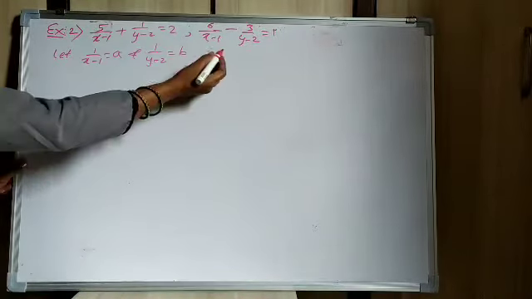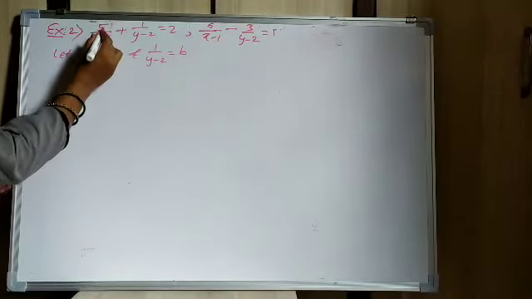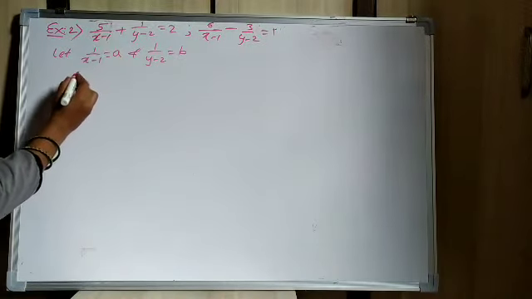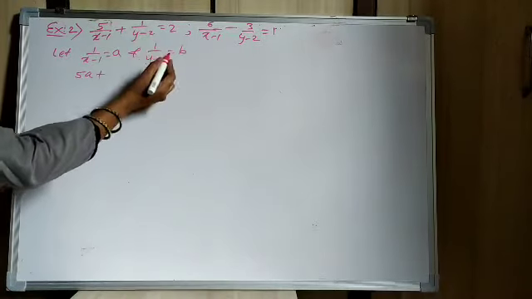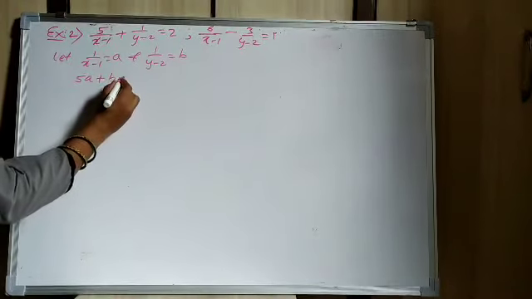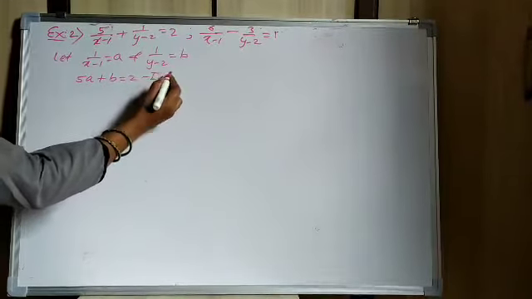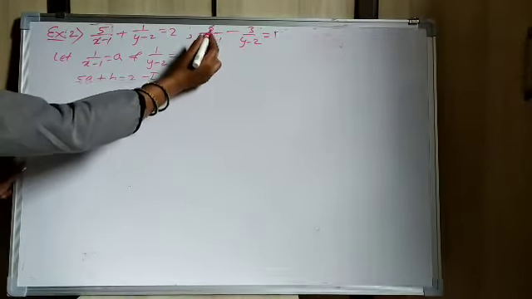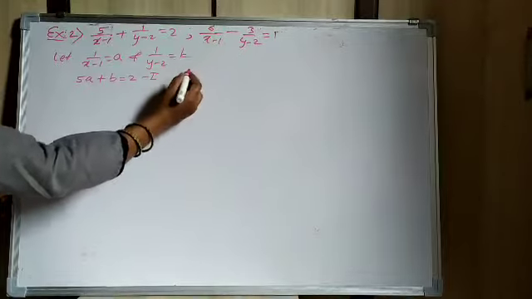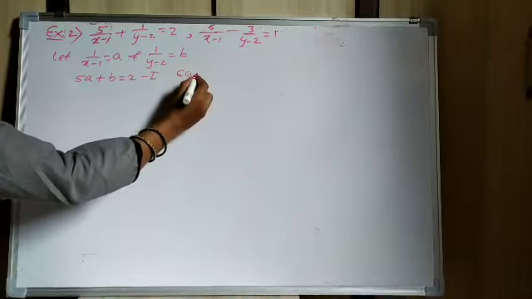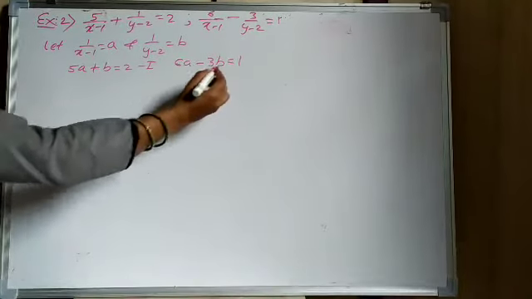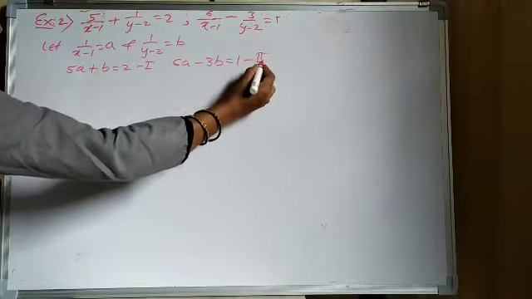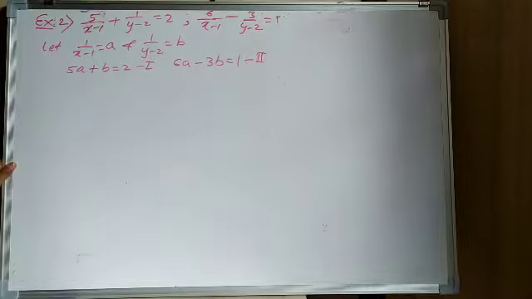So the above equations we can write as: first one, 5 into 1 upon x minus 1 is 5a, plus 1 upon y minus 2, which we have taken as b. So 5a plus b is equal to 2. This is equation 1. Similarly the other equation, 6 into 1 upon x minus 1 is 6a, minus 3b is equal to 1. This is equation 2.